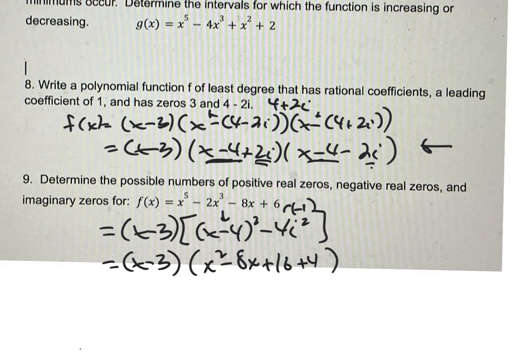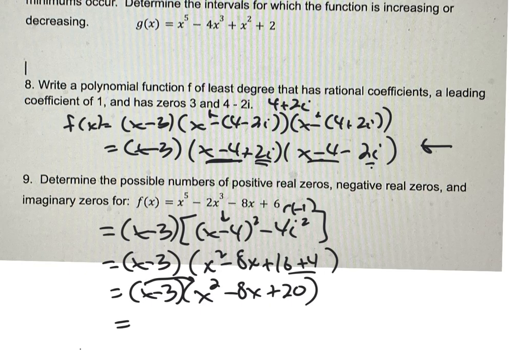So I'm going to write it. You don't have to write this line. I'm going to so you can see what I'm doing. I'm going to add the 16 plus 4, which is 20. And I'm finally to a point where I can now involve the x minus 3. I'm going to take the x all the way through first. x times x squared, x times 8x, x times 20. And now I'm going to take the negative 3 through. Negative 3x squared plus 24x minus 60.